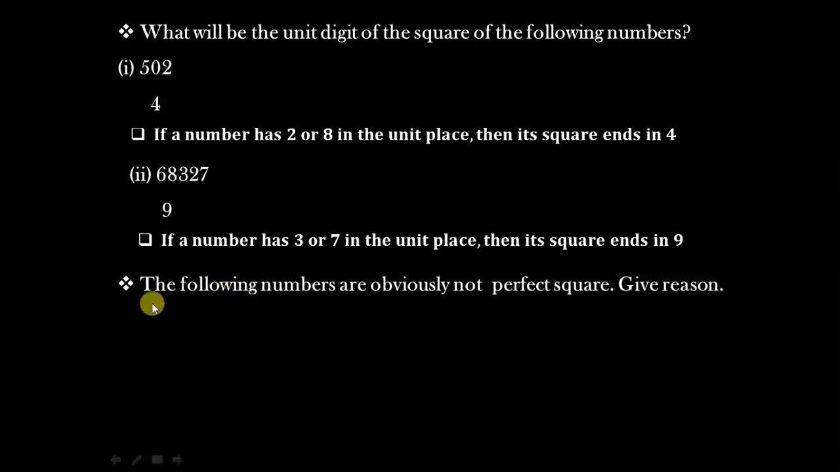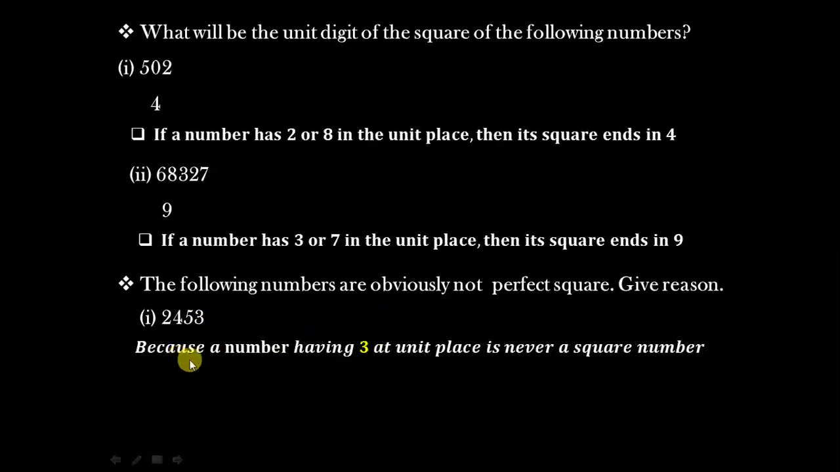Now the next question: the following numbers are obviously not perfect squares. Give reasons. My first number is 2453. Again we'll check the unit digit. Here we have a 3, so it's not a perfect square. Why? Because a number having a 3 at the unit place is never a square number.